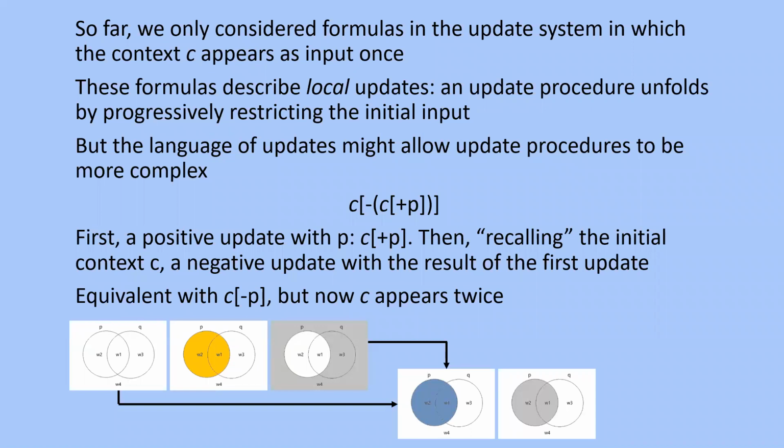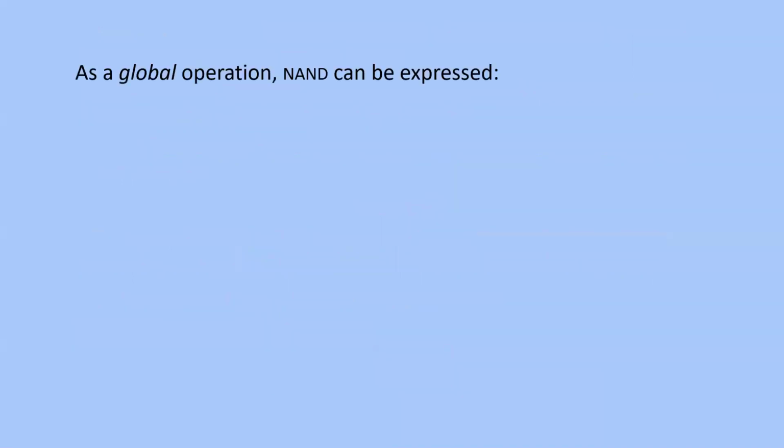As I mentioned earlier, in response to Jakob, there's nothing in the language here that projects anything, at least, simplifying things a little bit, perhaps. As I said, that would be an interesting challenge. Now, back to global updates. With the possibility of iterating the input C, NAND can be expressed.